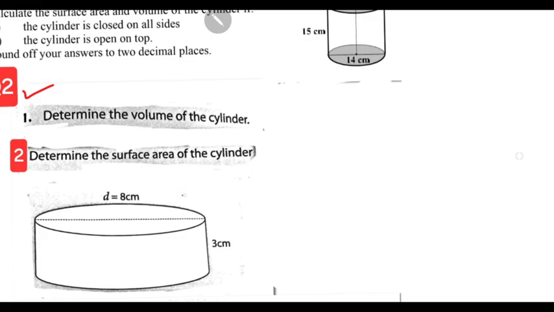Second question, he said determine the volume of the cylinder and determine the surface area of the cylinder, and this is the cylinder they give us. So this is the diameter, which means this whole length is the diameter. I need to find the radius, and this is the h, the height. So first of all, volume.